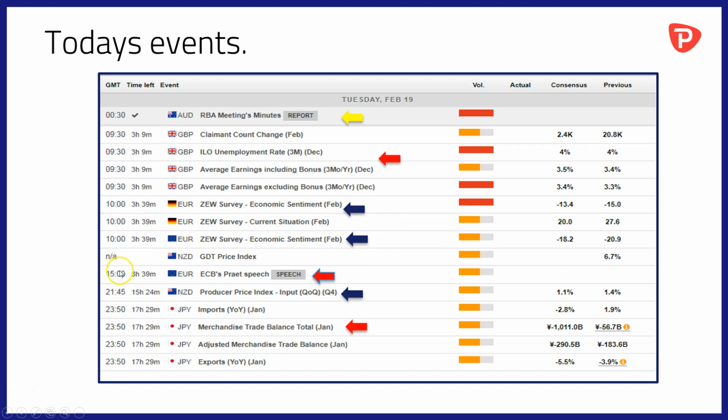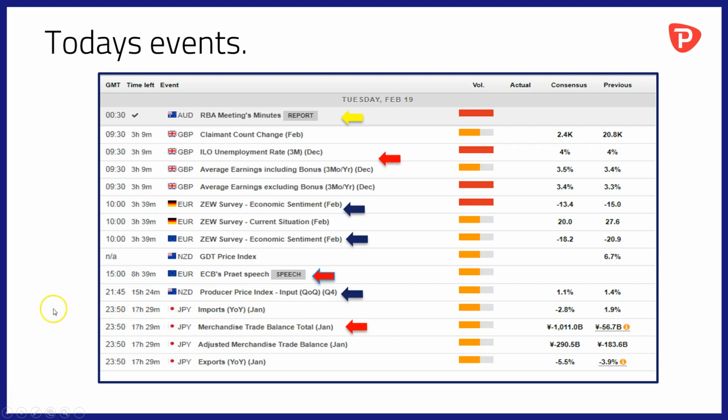We pause then until 1500 GMT this afternoon when the ECB's Peter Praet will be speaking. And then another gap till 21:45 this evening when we'll have producer price index data, input prices these for the fourth quarter out of New Zealand. And to round off proceedings at 23:50 this evening, we shall have balance of trade data out of Japan for the month of January.